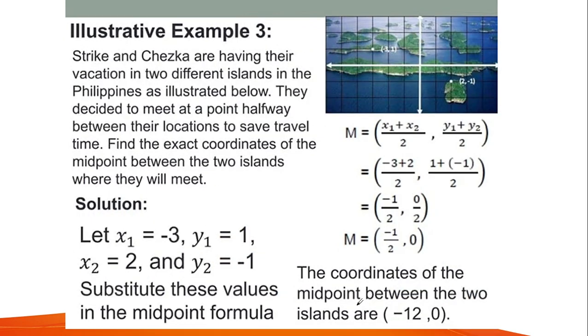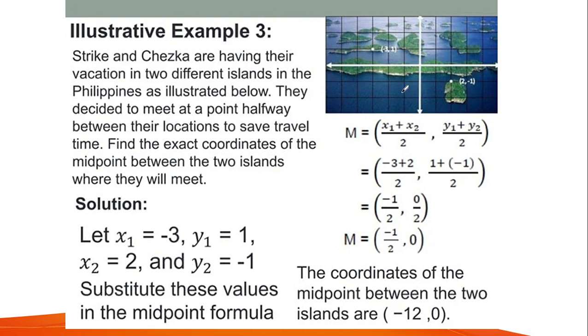Okay, for the last example. Strike and Cheska are having their vacation in 2 different islands in the Philippines as illustrated below. They decided to meet at a point halfway between their locations to save travel time. Find the exact coordinates of the midpoint between the 2 islands where they will meet.